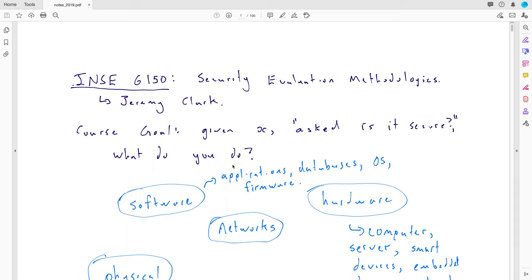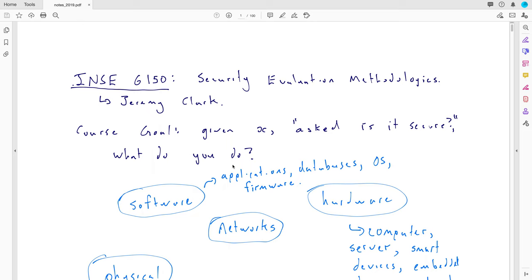Okay, so that's the high level promise of the course. Now the challenge, as we'll see, is there's really no way for you to take some recipe that you follow and you're just going to execute these five steps and then you'll say, yes, that's secure, no, that's not secure. Okay, so security isn't that clean in terms of how you evaluate it.